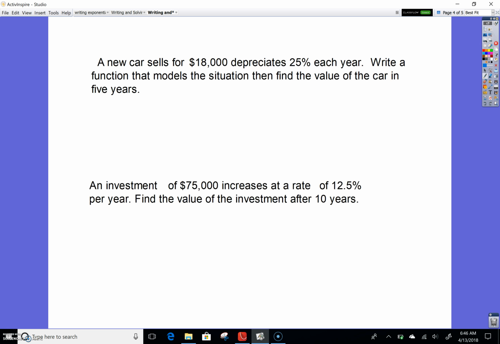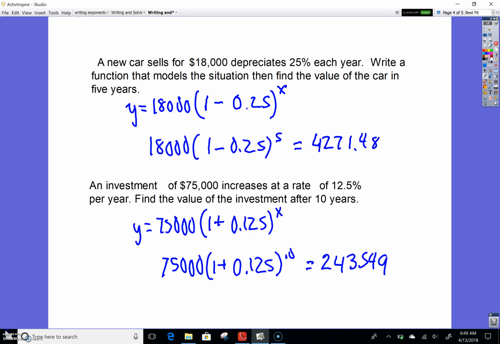Alright, I want you to try these two problems, okay? And we'll supply the answers in a little bit. Alright, if you did it correctly, this is what you should have had, okay? Because the starting point is 18,000, going to depreciate 25% per year, so remember 25 over 100 is 0.25.